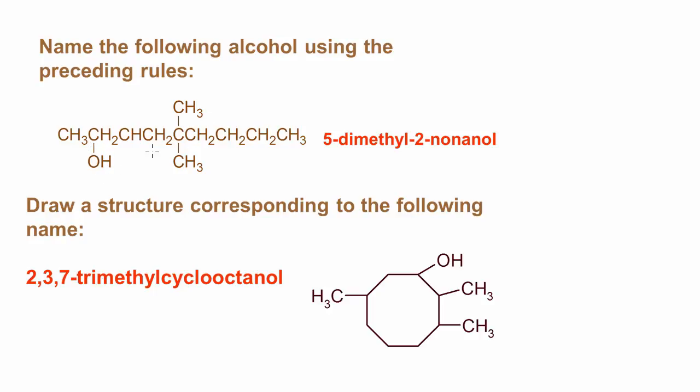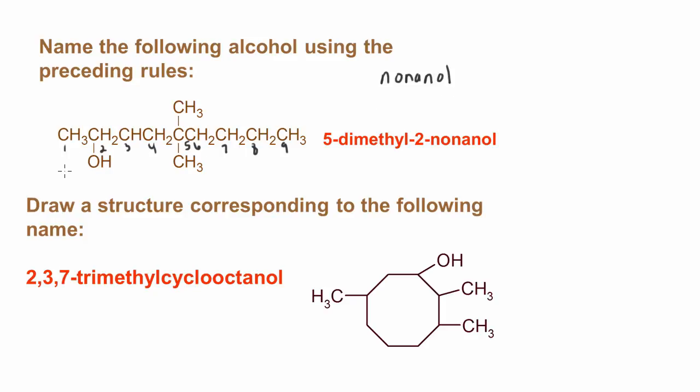So the first thing I do is I find my longest continuous carbon chain that contains the OH group. So here we have 1, 2, 3, 4, 5, 6, 7, 8, 9. So we have a nonane. So we replace the E in nonane with an OL because we have an alcohol.